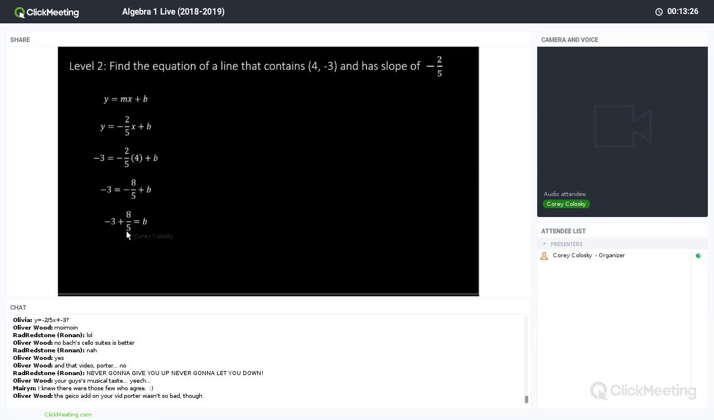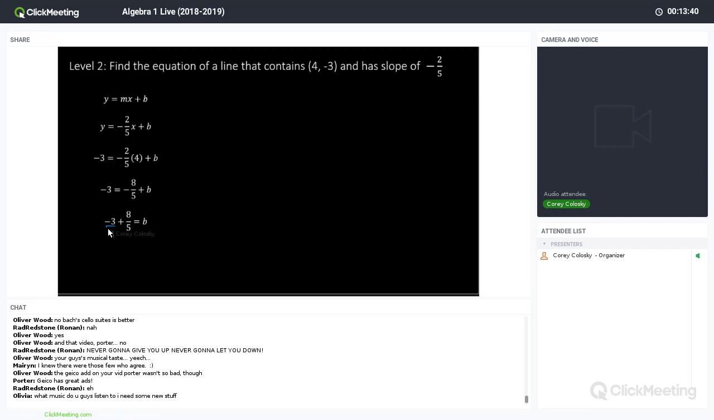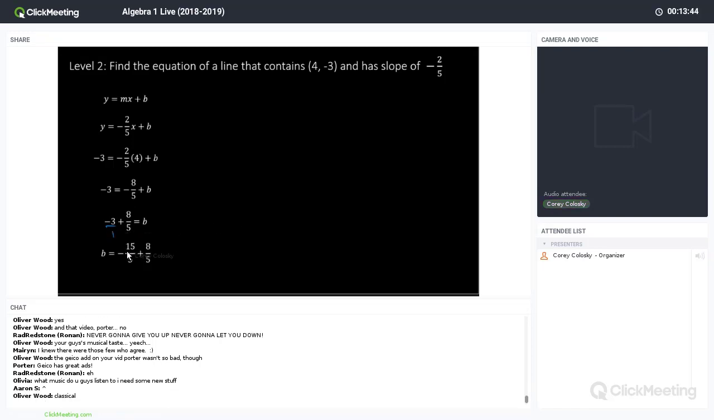So make sure you know how to add and subtract fractions. Remember, you need a common denominator. This is -3/1 plus 8/5. So we need a common denominator, which would be 5. So the -3/1 you could write as -15/5. Right? You know how to do that, I'm hoping.